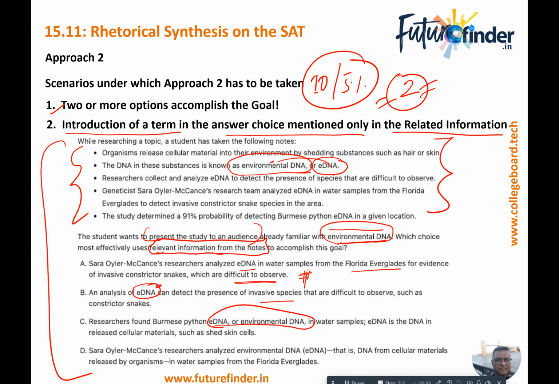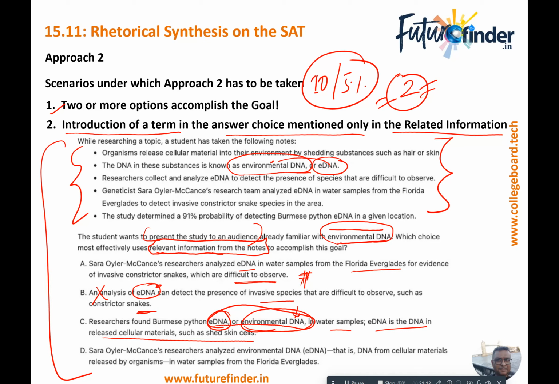So let's work this out. The first one, we have not eliminated. The second one says, an analysis of eDNA can detect the presence of invasive species that are difficult to observe, such as constrictor snakes. This is not really an introduction or presenting the study. This is a part of the study probably. So B can be eliminated. The next one, on Burmese python eDNA, says eDNA is environmental DNA in water samples, a DNA released in this. So it basically defines eDNA.